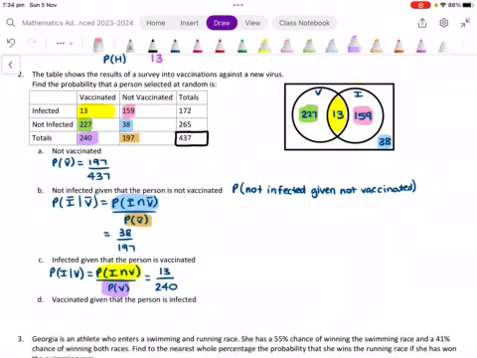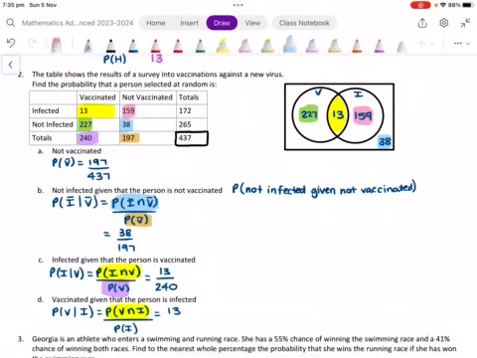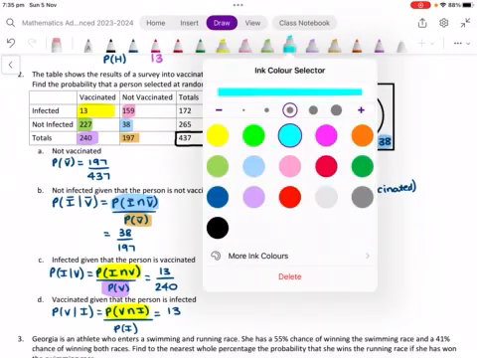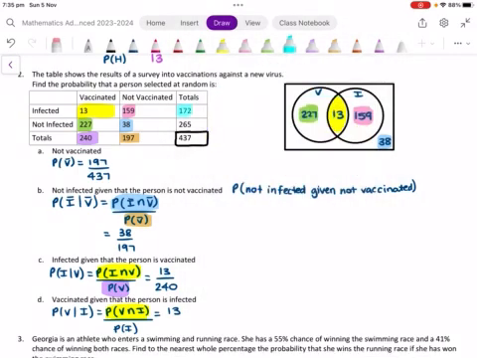Our last one here is we have that to find the probability that they're vaccinated given that the person is infected. So we'll have the probability of vaccinated given infected is equal to the probability of vaccinated and infected, so both, over the probability of infected. So we have the probability of vaccinated and infected was that yellow number of 13, and the probability of infected, that is this number over here, which we'll just do in bright blue, which is 172.